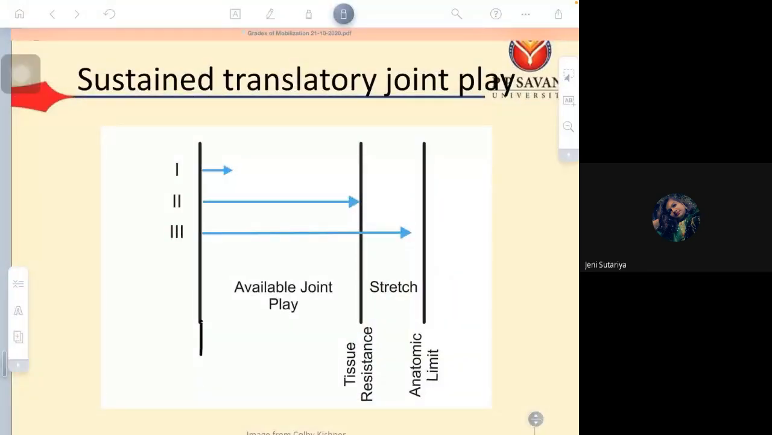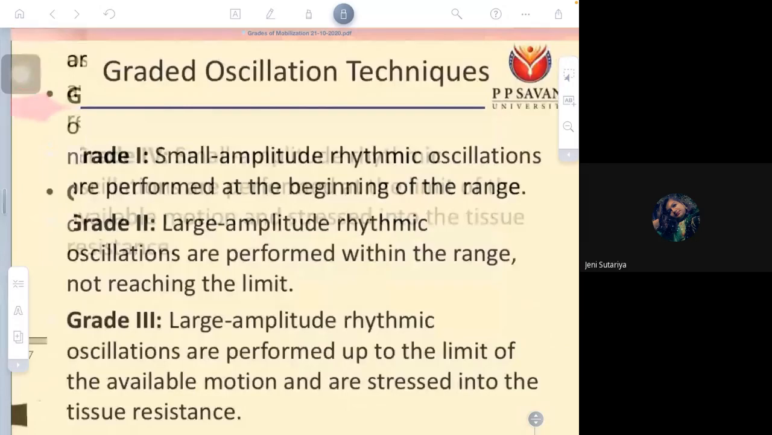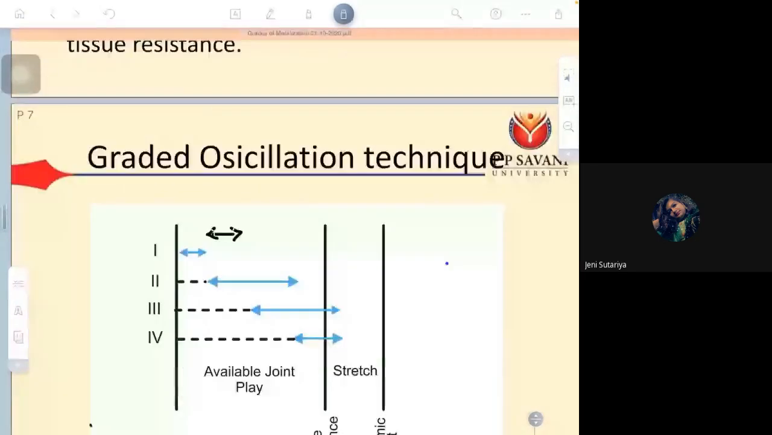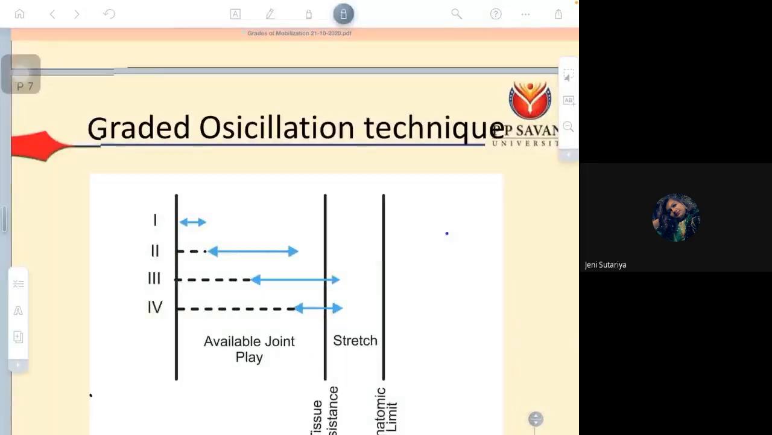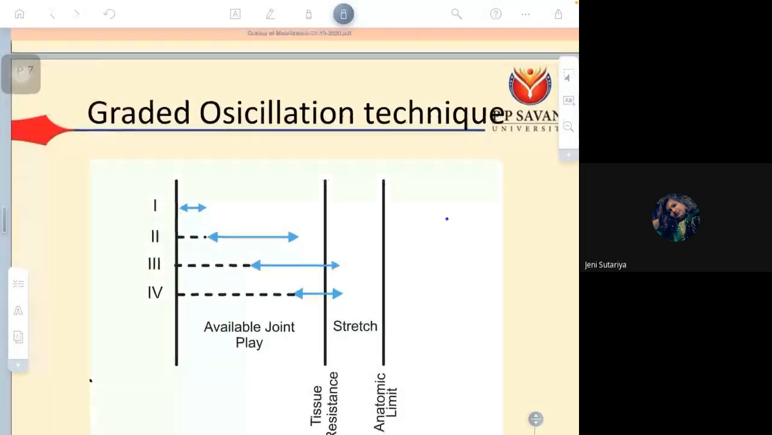So we were discussing joint mobilization. We discussed the two types of joint mobilization: sustained graded oscillatory technique and sustained translatory joint play technique. So we have discussed the four grades. So today we are going to discuss the uses of mobilization.